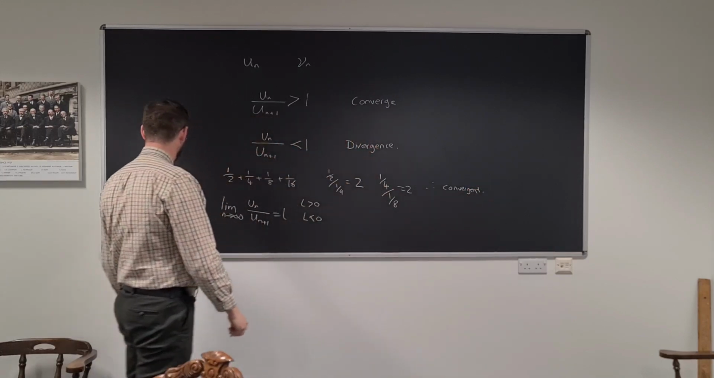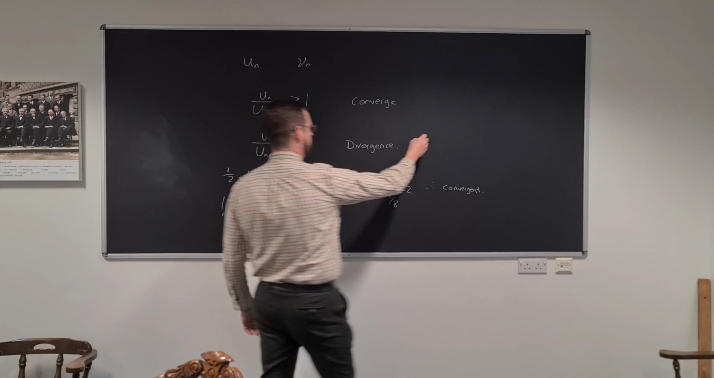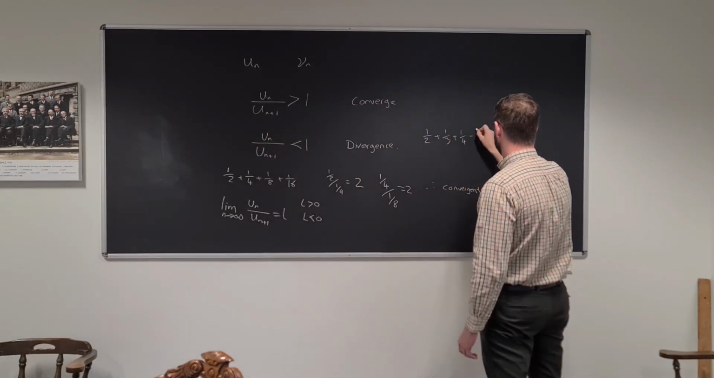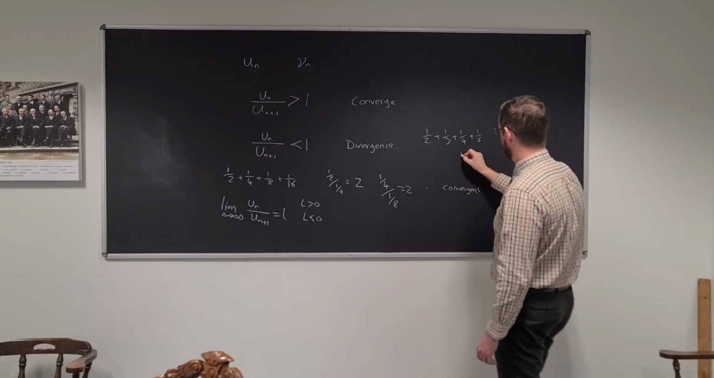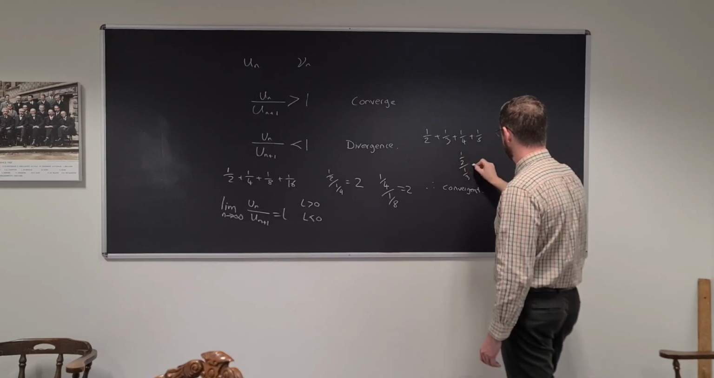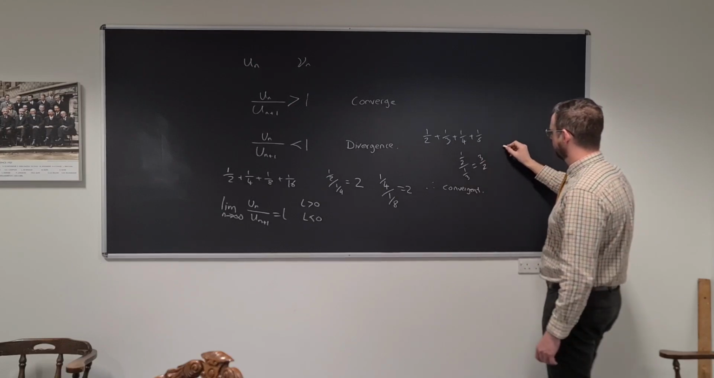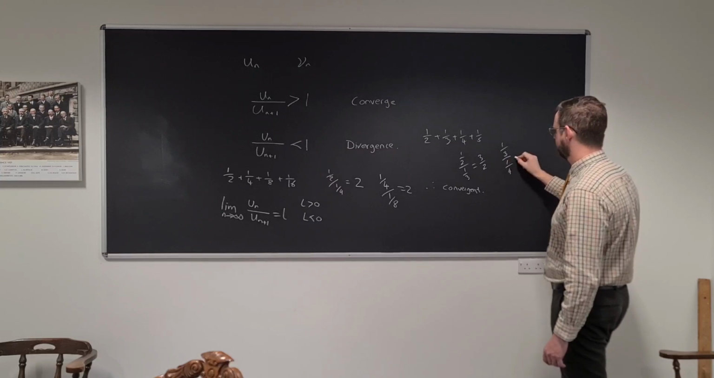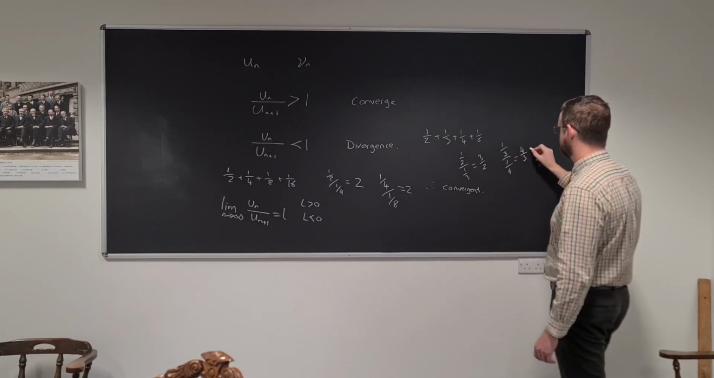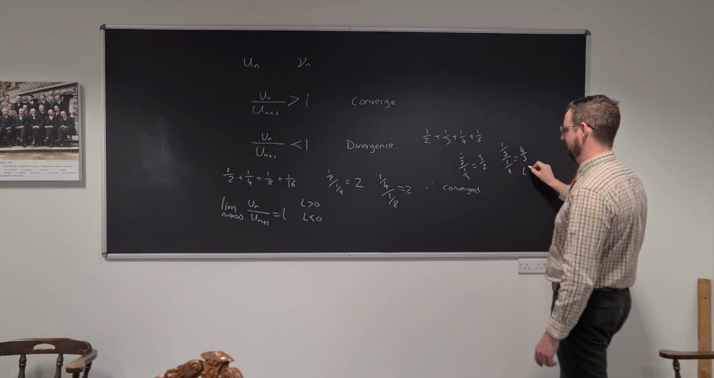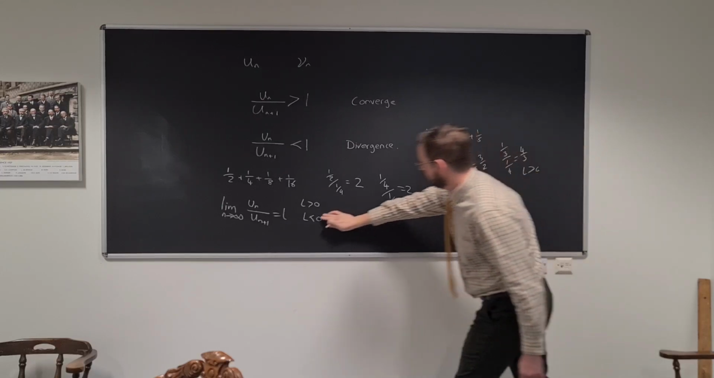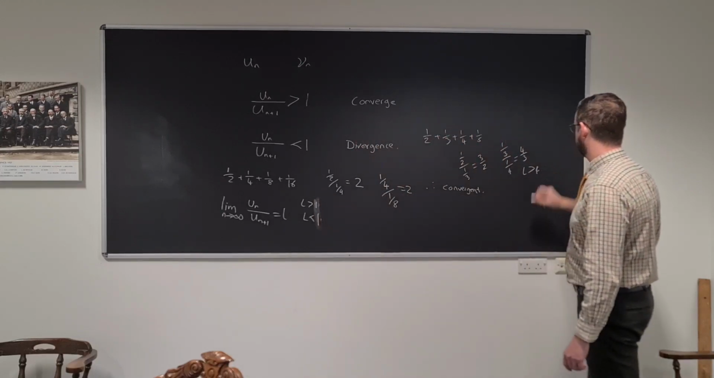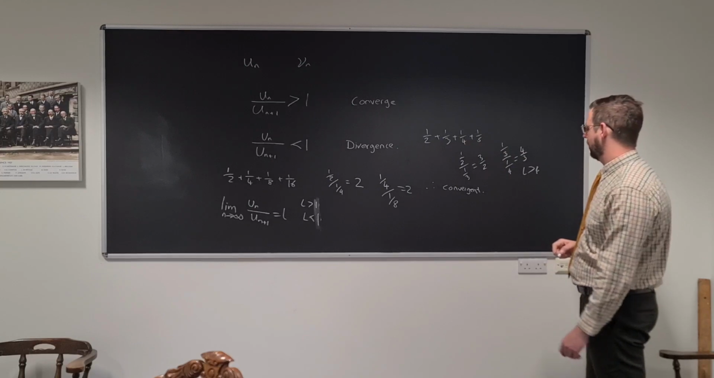What about the harmonic series? Let's have a little look at that. So half plus third plus quarter plus fifth. Half divided by third is 3 over 2. Third divided by quarter is 4 over 3. It's greater, therefore L is greater than, oh my goodness me, that should be a 1 there. L is greater than 1, and so therefore this is convergent.